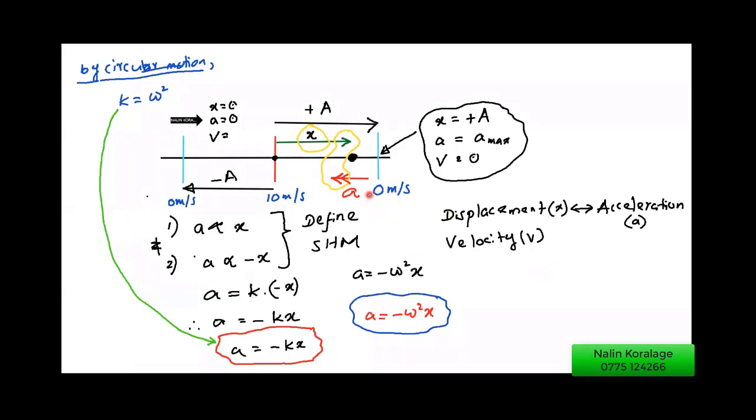Going from 10 to 0, does it increase or decrease? Answer this by yourself. It decreases. So the velocity is decreasing that way, meaning the velocity is increasing the other way round. It increases towards the left hand side, and towards the right hand side the particle's velocity decreases.